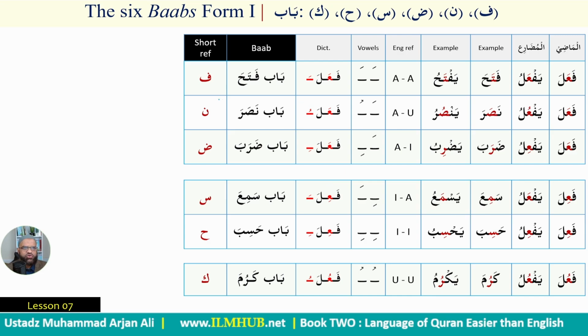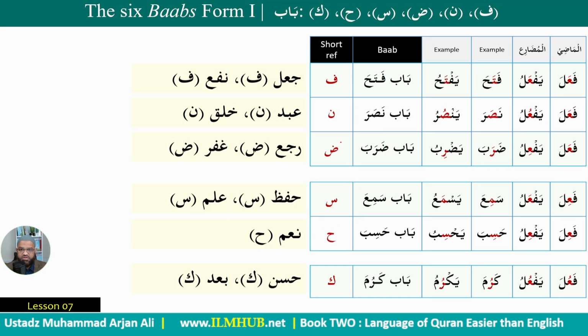So again, just to show you how different ways do it, we're going to call them Baab fataha, fa for short, Baab nasara, noon for short, Baab daraba, dad, Baab sami'a, sin, Baab hasiba, ha, Baab karuma, kaf. And that's basically the short form or the summary of the 6 Baabs. So from now on, the vocabulary will be given this way.